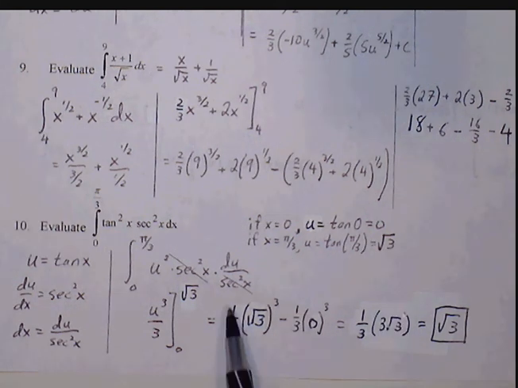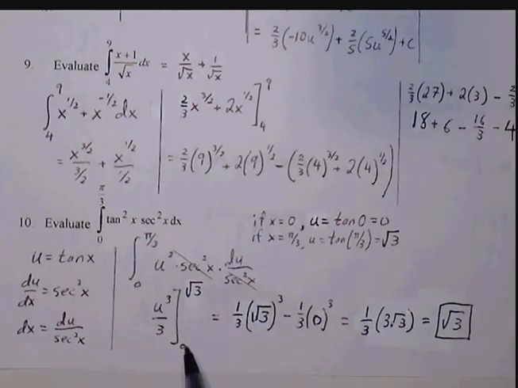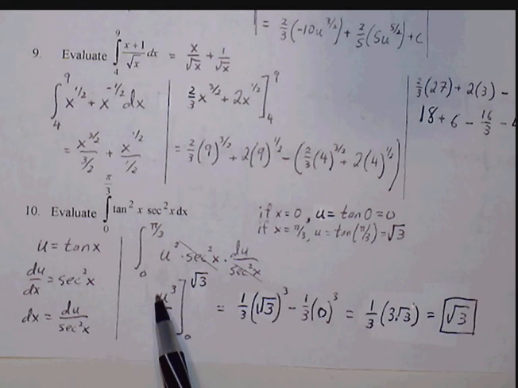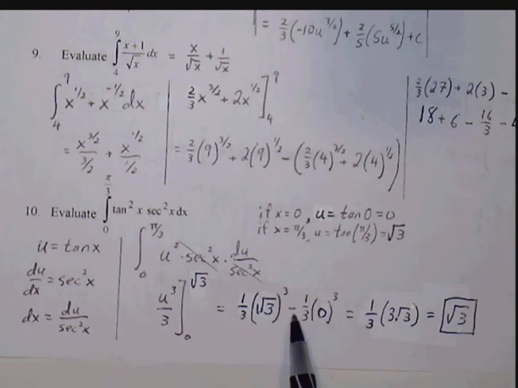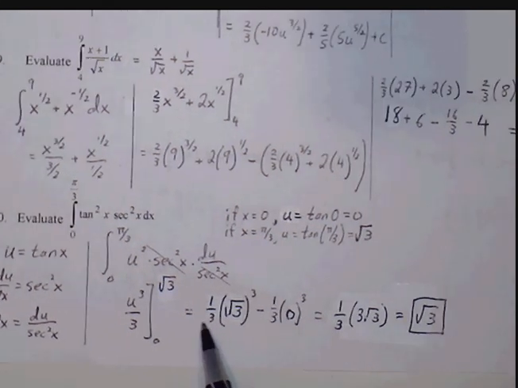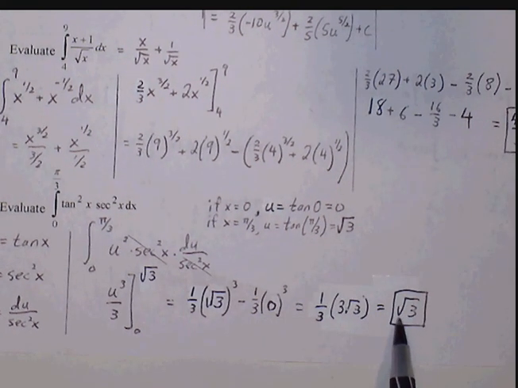So our antiderivative is u cubed over 3. Our new upper bound is root 3. Our new lower bound is 0. So plug upper bound first. So 1/3 square root of 3 cubed. Okay, that's f of a. Minus f of b. So plug 0 in for u. So that will just cancel out to be 0. So we simply need to simplify this term here. So 1/3 times 3 root 3. 3's cancel out, leaving us with root 3.